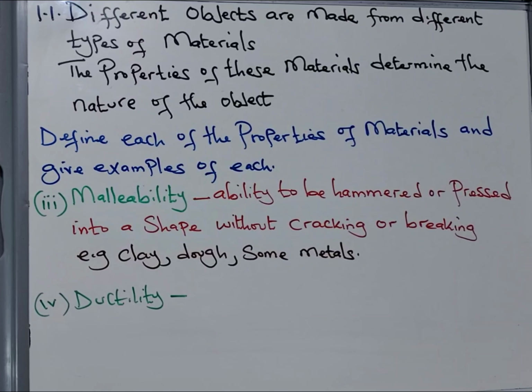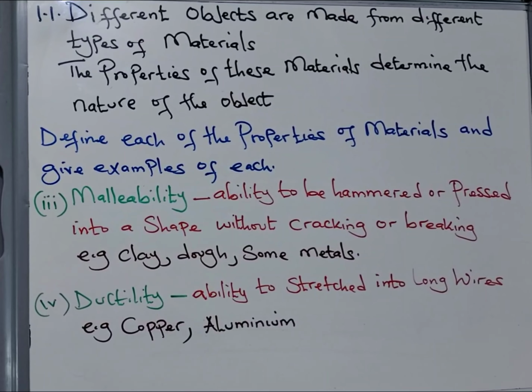Then comes this one, ductility. What is it? Ductility is the ability of a material to be drawn out into wires easily. The best examples here are metals like copper, aluminium, and others.